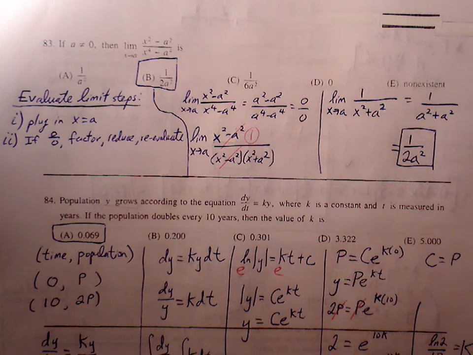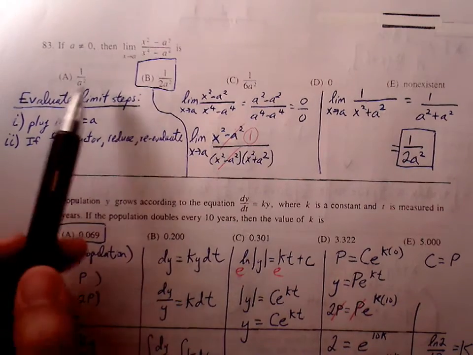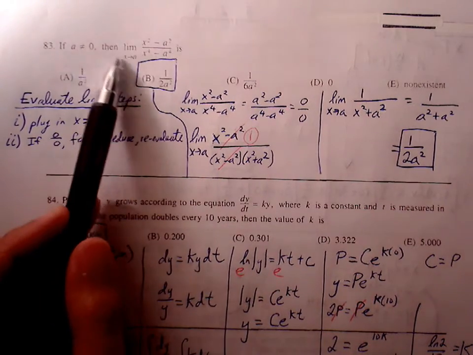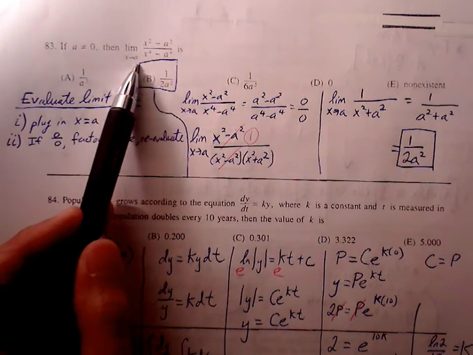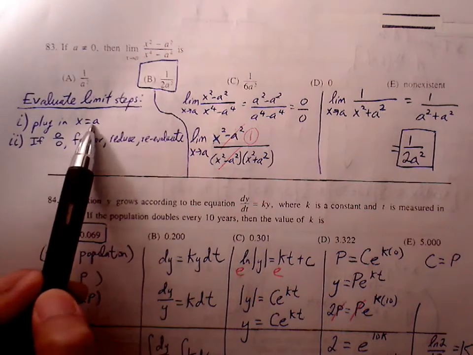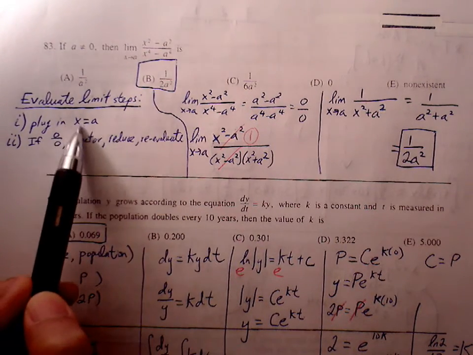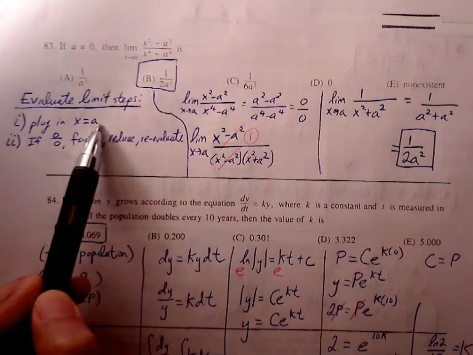Okay, continuing with the calculator portion of this practice AP test. A does not equal 0. Find the limit as x approaches a. So if we want to evaluate limits algebraically, first thing we do is plug in that target x value and see what that provides for us.